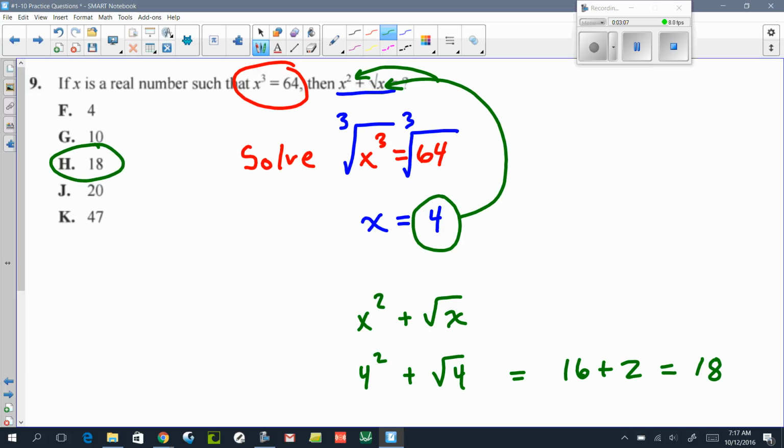Pretty simple question, really. The hardest thing maybe is figuring out what exactly it's asking us to do. So basically what we're doing here is we're using the first part of this equation to find x, and once we have x, then we're solving to get our answer of 18.